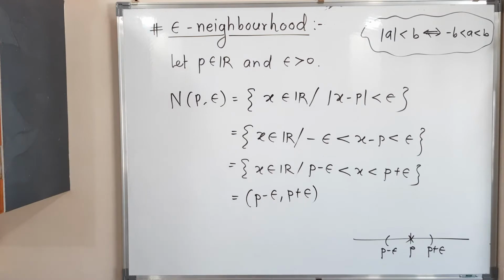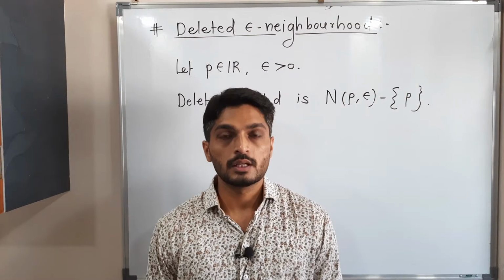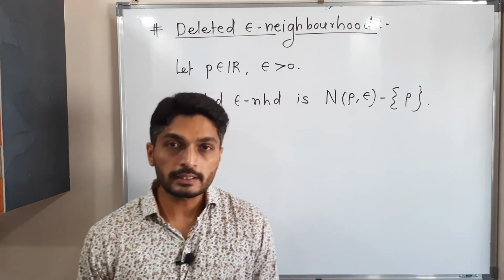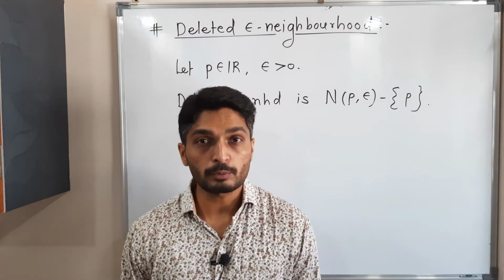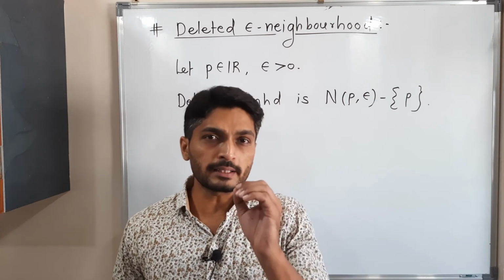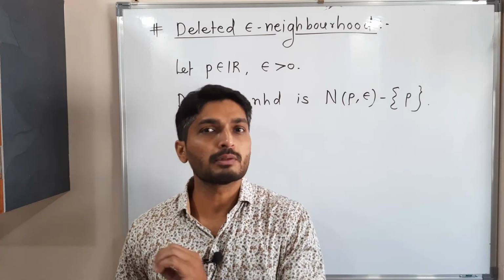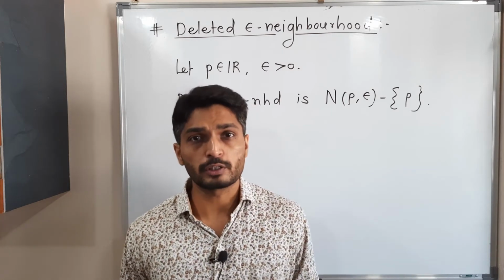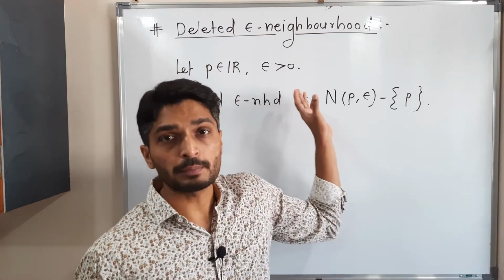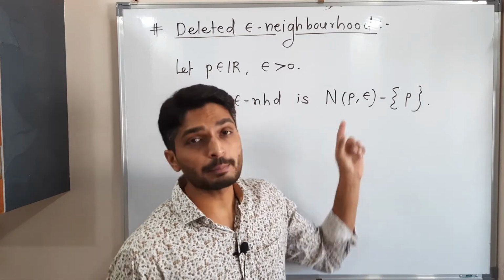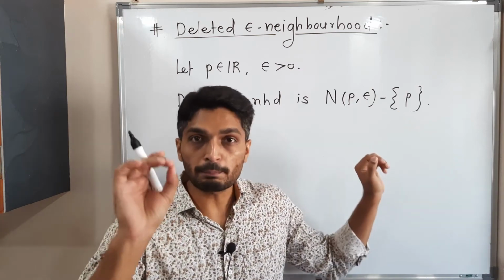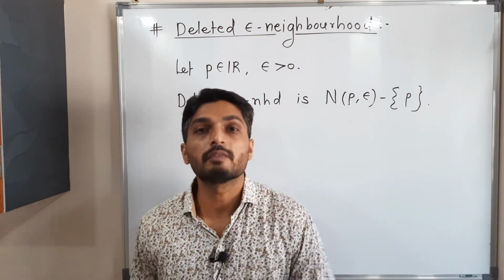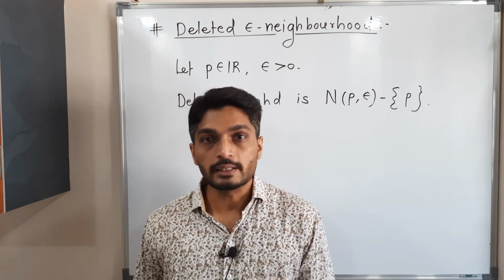Then we will discuss one more concept. See, the next concept is deleted epsilon neighborhood. It's a very simple concept. You are already familiar with epsilon neighborhood. What we do, we simply remove the center of neighborhood from a neighborhood. That is a deleted epsilon neighborhood. So see, we have a point P, we have an epsilon. So you are familiar with epsilon neighborhood of P. Get it? So simply we remove point P from its neighborhood. And we can call it deleted epsilon neighborhood.